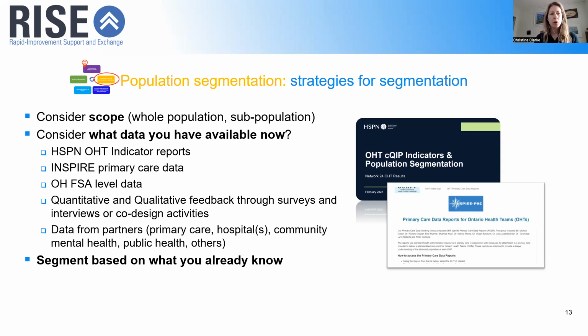And then don't forget about whatever local data you have as well, quantitative, qualitative feedback through surveys and interviews, data from partners. Lots of OHTs have started with a partner who's got data to bring to the table, whether it's primary care, hospital, community mental health, public health, and others. So start with what you have available now. And then segment based on what you already know from the population. And this could be quality standards. It could be what direction your data points you in, whether it's material deprivation or attachment rates. So just start with what you already know about the population. Next slide.